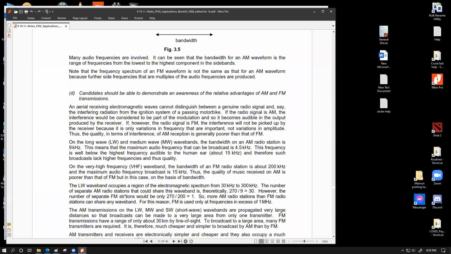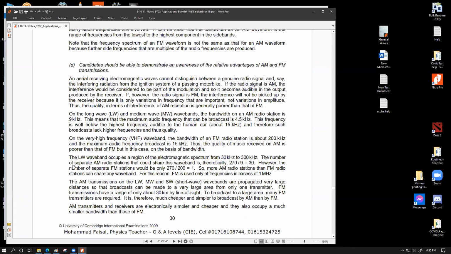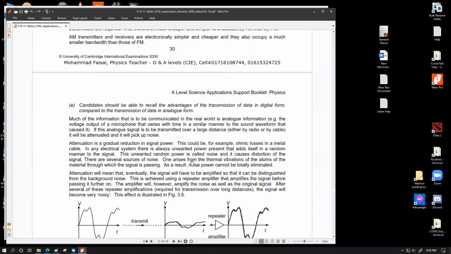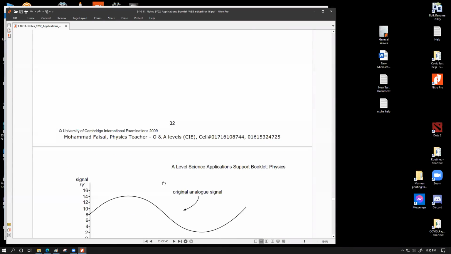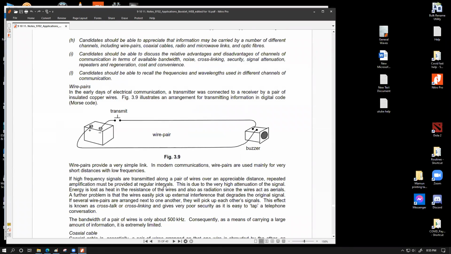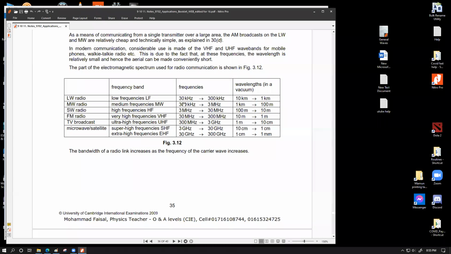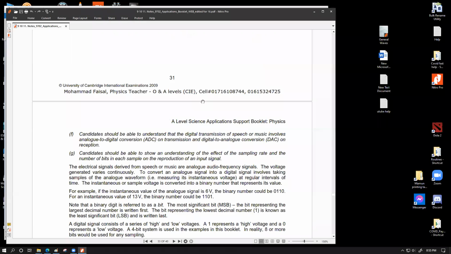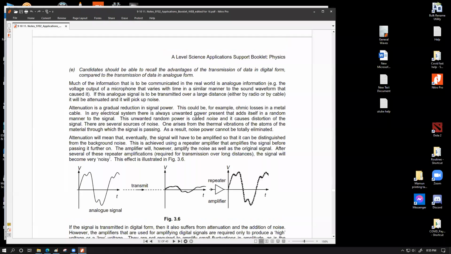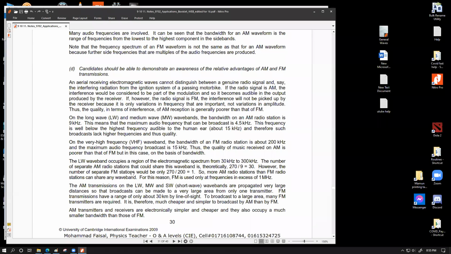So এই তিনটা প্যারাগ্রাফ গেল। ফোর্থ প্যারাগ্রাফ দেখো, the LW waveband occupies a region of the electromagnetic spectrum from 30 kilohertz to 300 kilohertz. This is for the LW. So we just showed over here, 30 kilohertz to 300 kilohertz. The LW waveband occupies a region of electromagnetic spectrum from 30 kilohertz to 300 kilohertz.